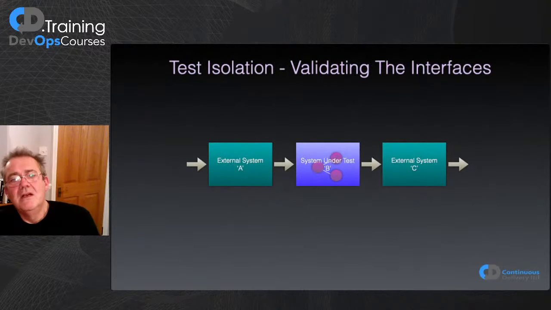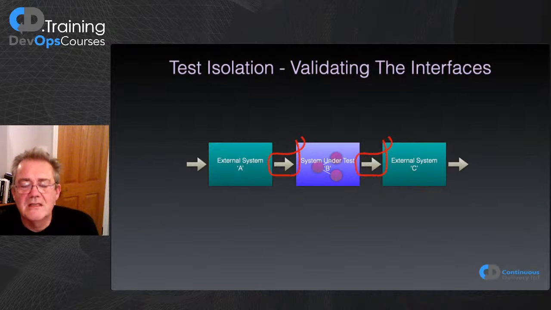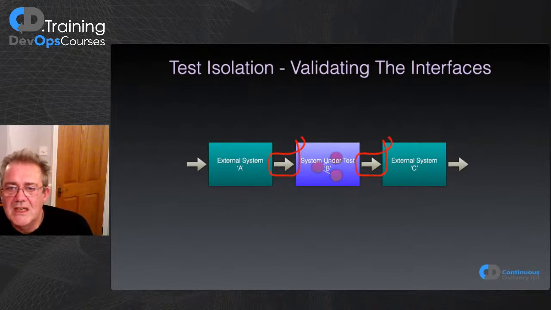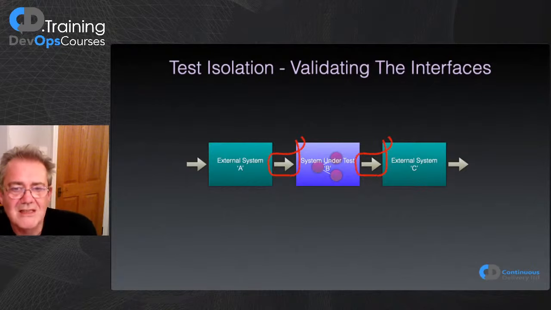Now, there's a reason why an organization with systems like this says we need to do end-to-end testing. And that reason is, what happens if these interface points change? What happens if system A changes the way that it talks to us, or system C changes its API that we're calling into in some way that compromises our ability to communicate? How do we test for that?